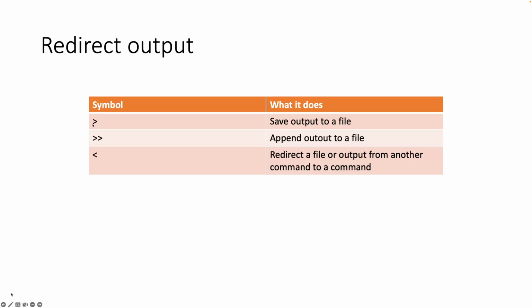Redirect output: greater than is used to save output to a file, and it will overwrite the file. And if you use this one, double greater than, it will append output to a file. And if you use less than, it will redirect a file or output from another command to another command, right?